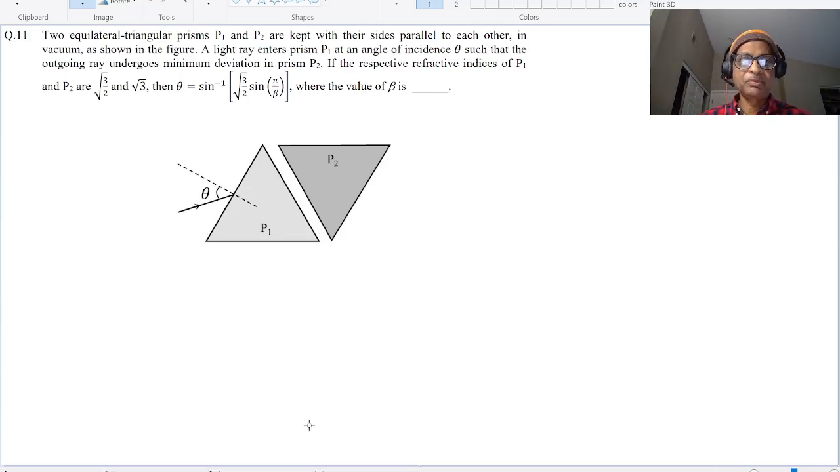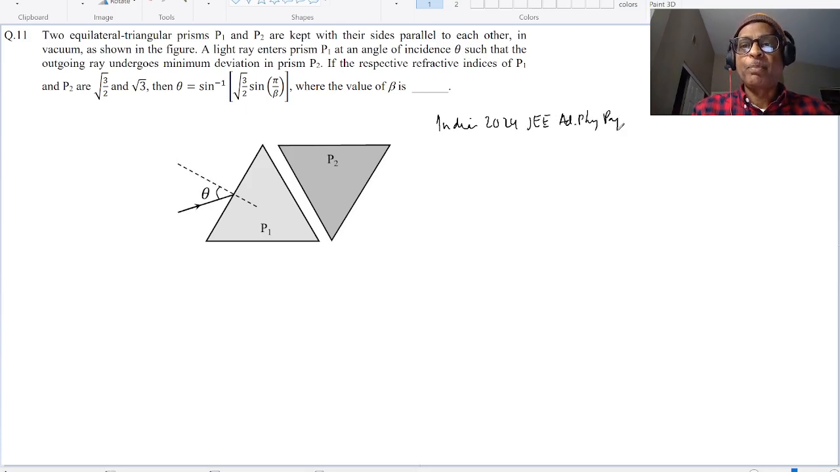So this problem again comes to us from the Indian JEE Advanced 2024 Physics Paper 2. Okay, let's read this problem carefully. This kind of thing is always very confusing.